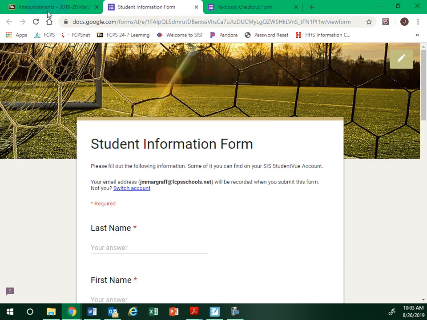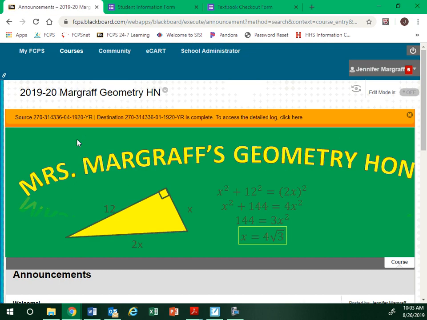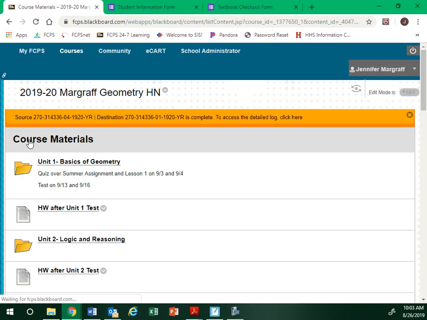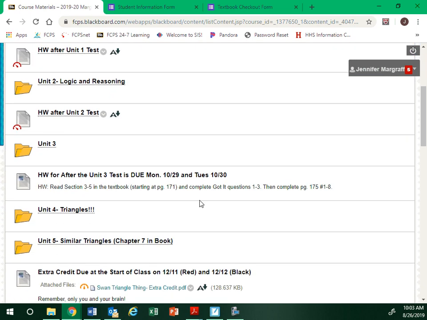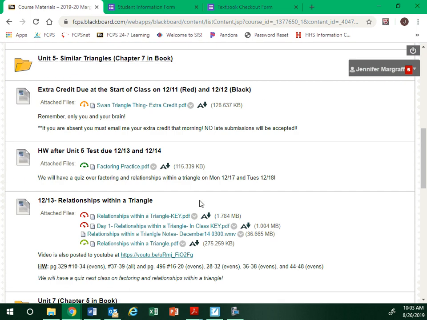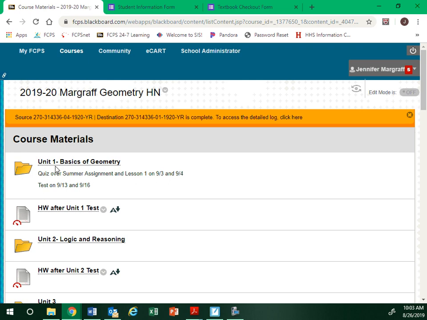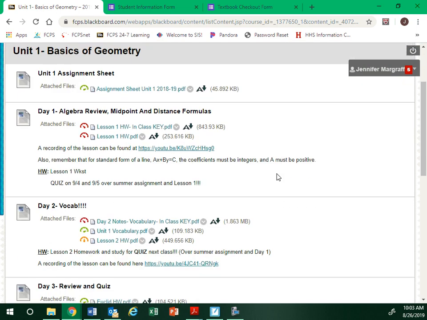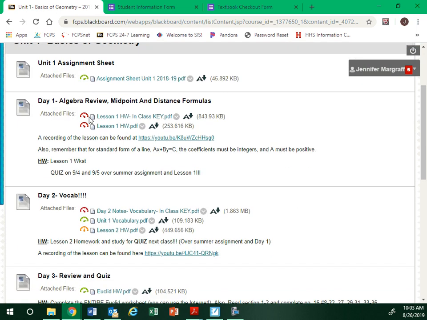All right, so on our Blackboard page here, really the most important tab off to the side is course materials. That's where everything is. Under course materials, you'll see it unit by unit. I think we have 11 units, 11 and a half-ish. Our very first unit that we're starting today is Unit 1, Basics of Geometry, and in here you'll find our assignment sheet. You'll see day by day what we do. It has the notes and then also the homework posted.